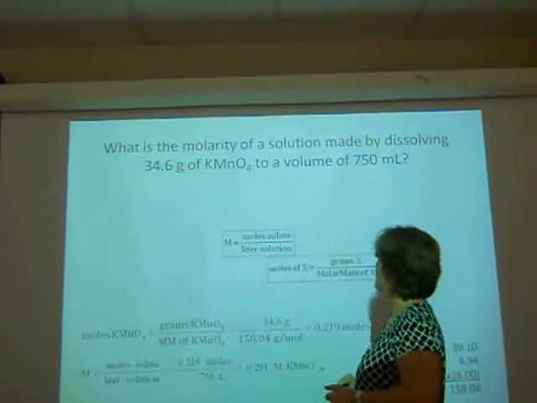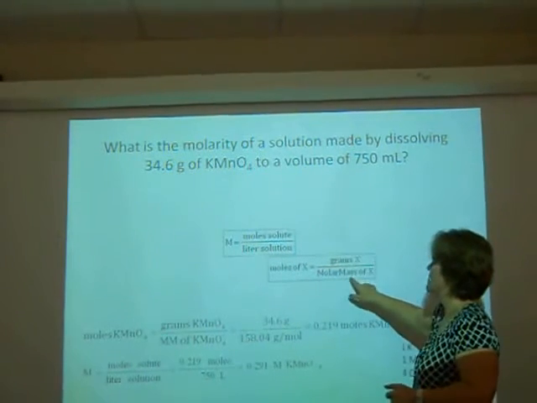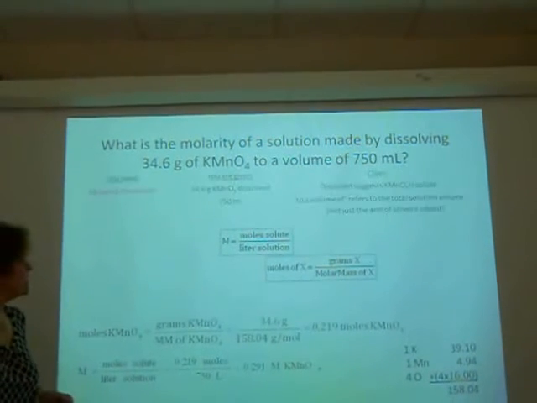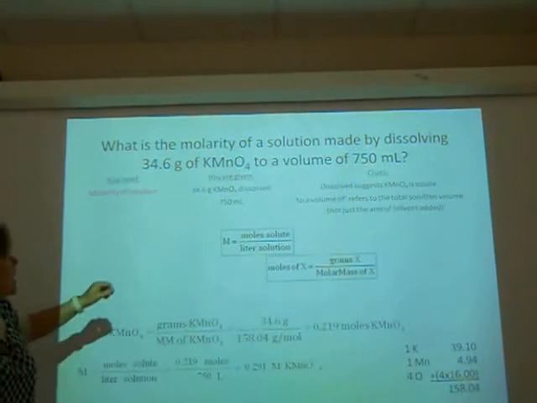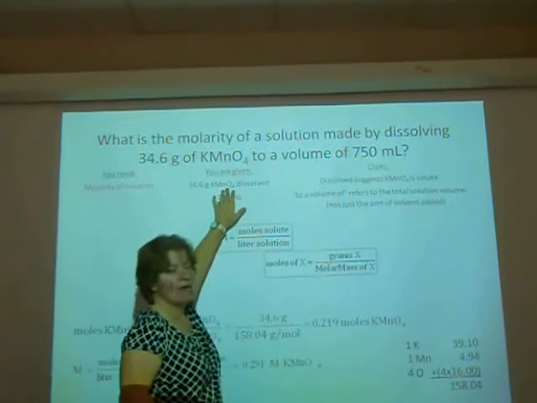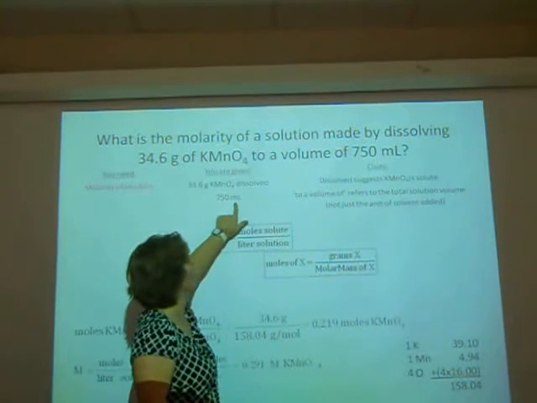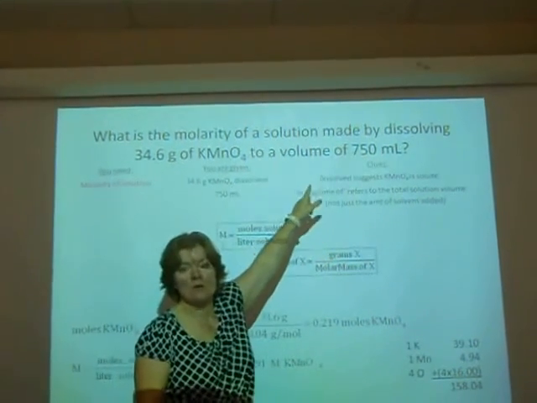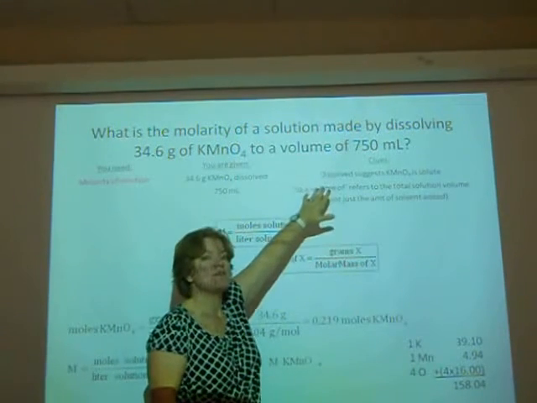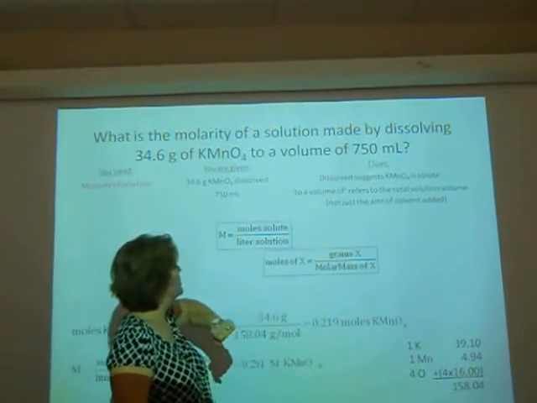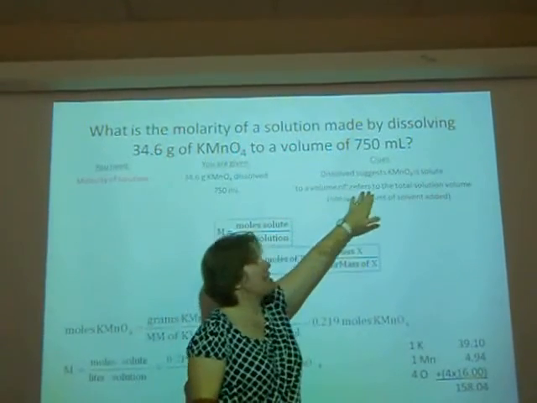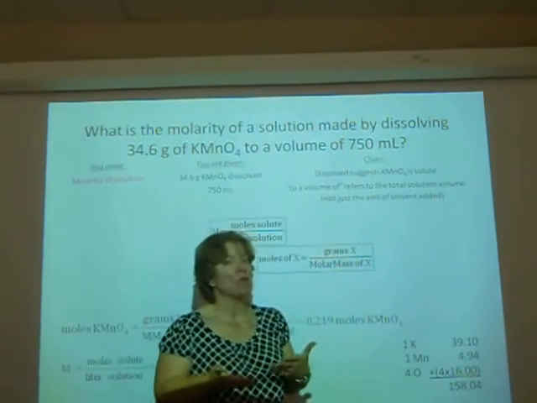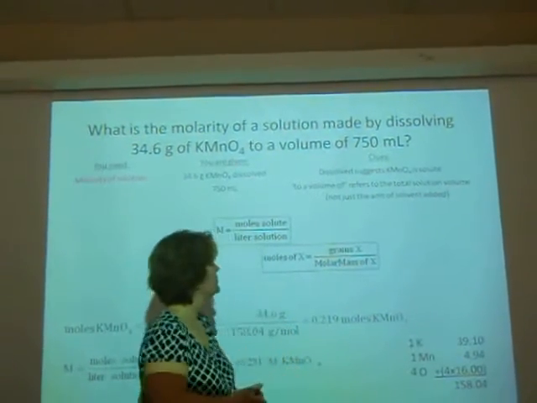Again, I'm going to start off with moles of X is equal to grams of X per molar mass of X. I know that I have 34.6 grams of KMnO4. I know that there's 750 milliliters, and they're saying the solution was made by dissolving to a total of 750 milliliters, so that 750 milliliters is talking about the solution. It's telling me KMnO4 is the solute. "To a volume of" is my hint phrase saying that that's talking about the solution volume.